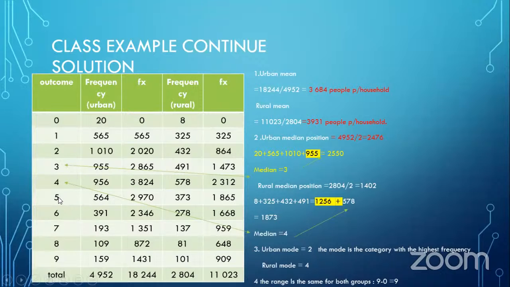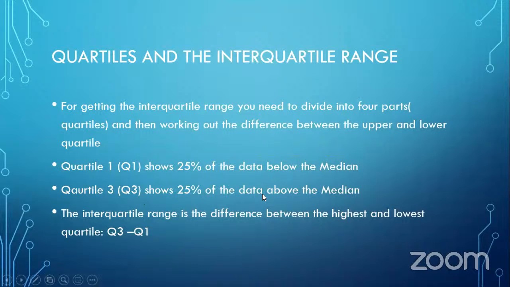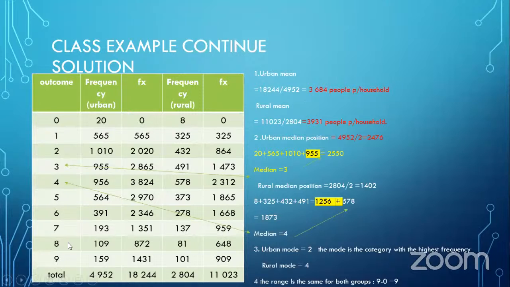3 is our Q1. And then quartile 3 shows 25% of the data above the median. What I mean is from 5 to 9, we want the middle number, which is 7. So that is our Q3. We want the middle number. The calculation is the same as calculating the median of a median, from this number and this number. So we mean 25% of this data, from 7 to 9.